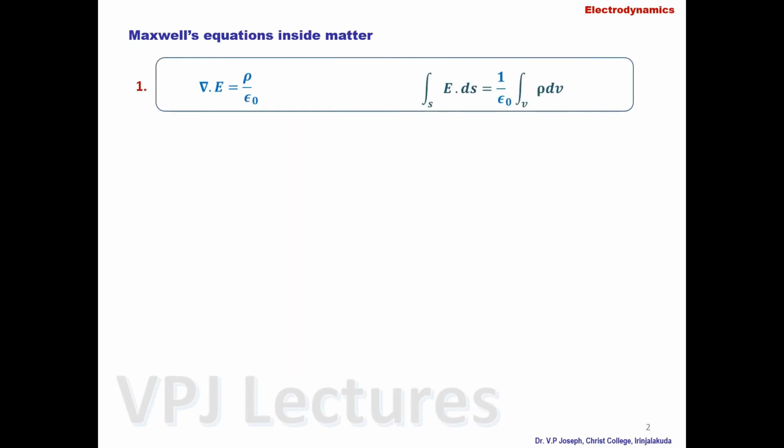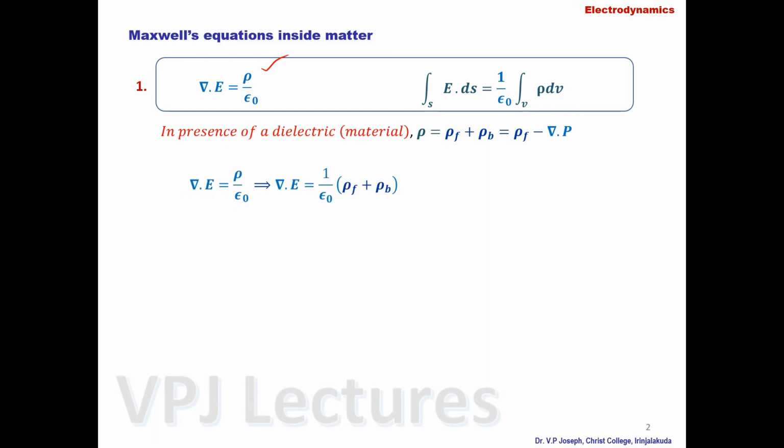So let us consider the four Maxwell's equations, and what modification is needed for a material medium. The first equation is del dot E is equal to rho by epsilon 0, and we know that there is a source term coming. So we need some modification for this equation by including the effect of bound charge also. Now in presence of a dielectric material, we have to rewrite this rho term as rho f plus rho b, that is free charge plus bound charge, and the bound charge rho b is given by minus del dot p. So rho is equal to rho f minus del dot p.